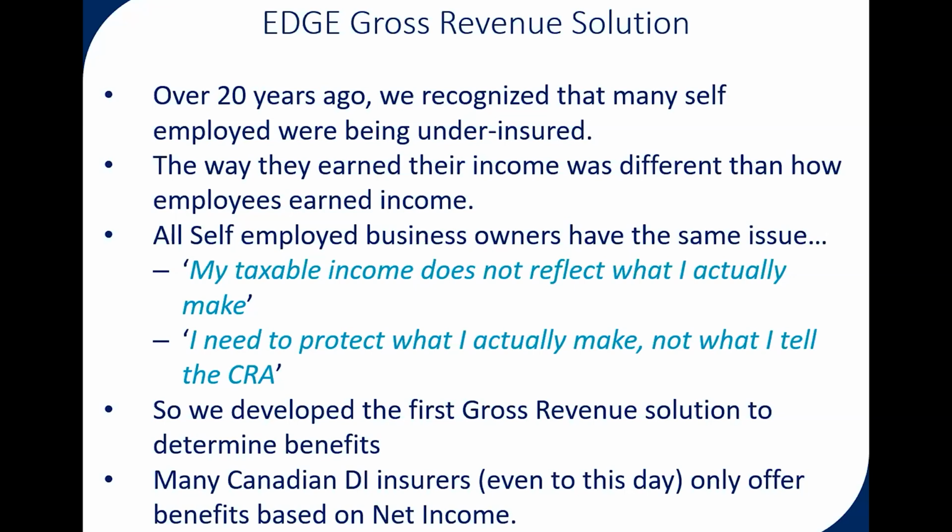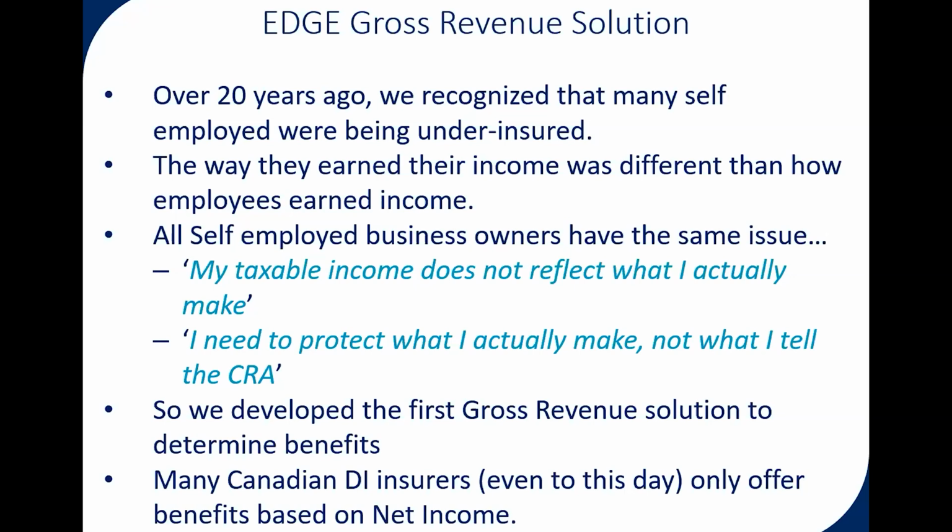When it comes to self-employed people, one of the advantages of being self-employed is that you can use your CRA eligible write-offs to write your gross income down as low as possible, get that earned income as low as possible to pay as little tax as possible, which is great at tax time, but not so good if they're buying a disability policy from a company that will only look at their net earned income. They're going to be underinsured.